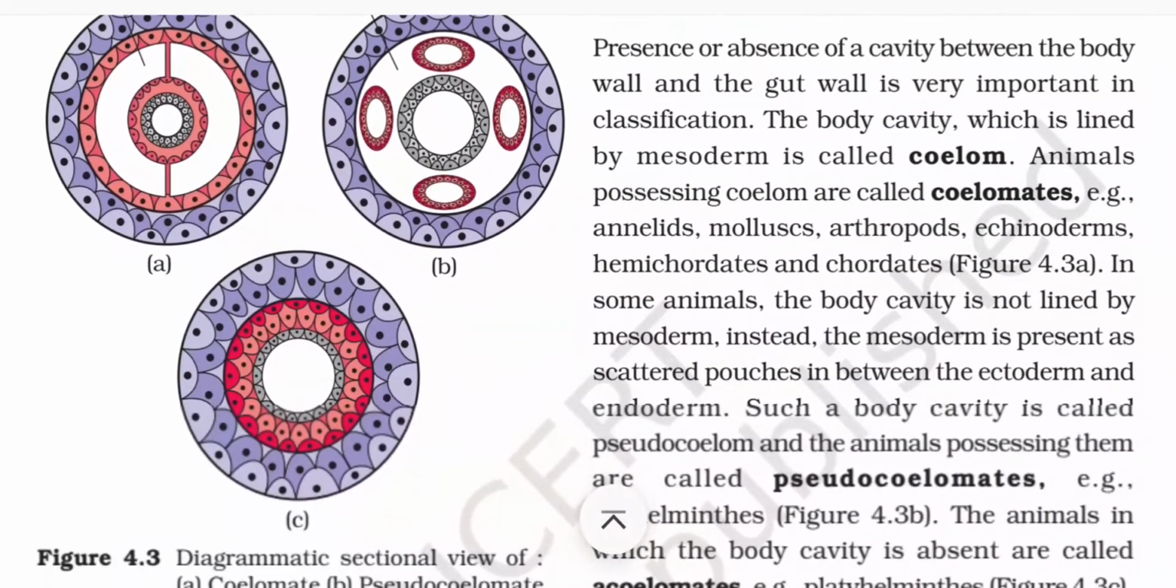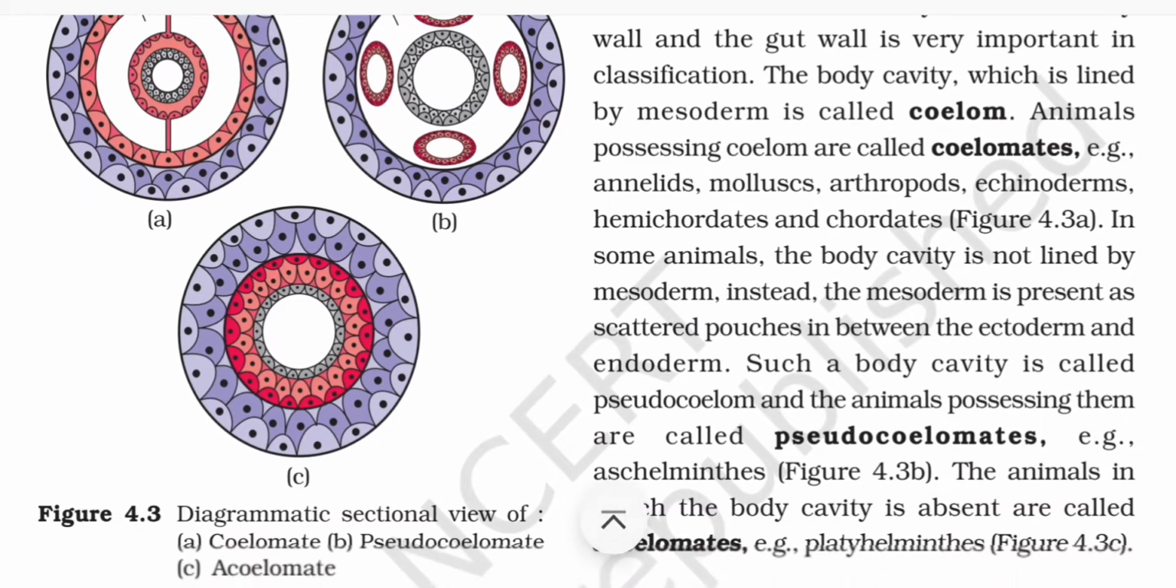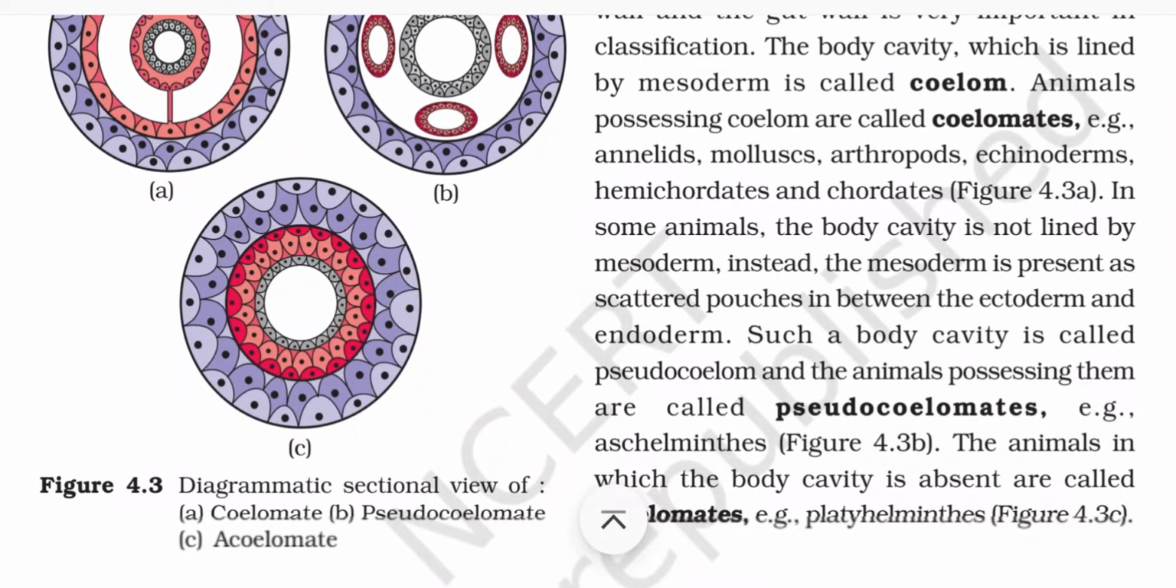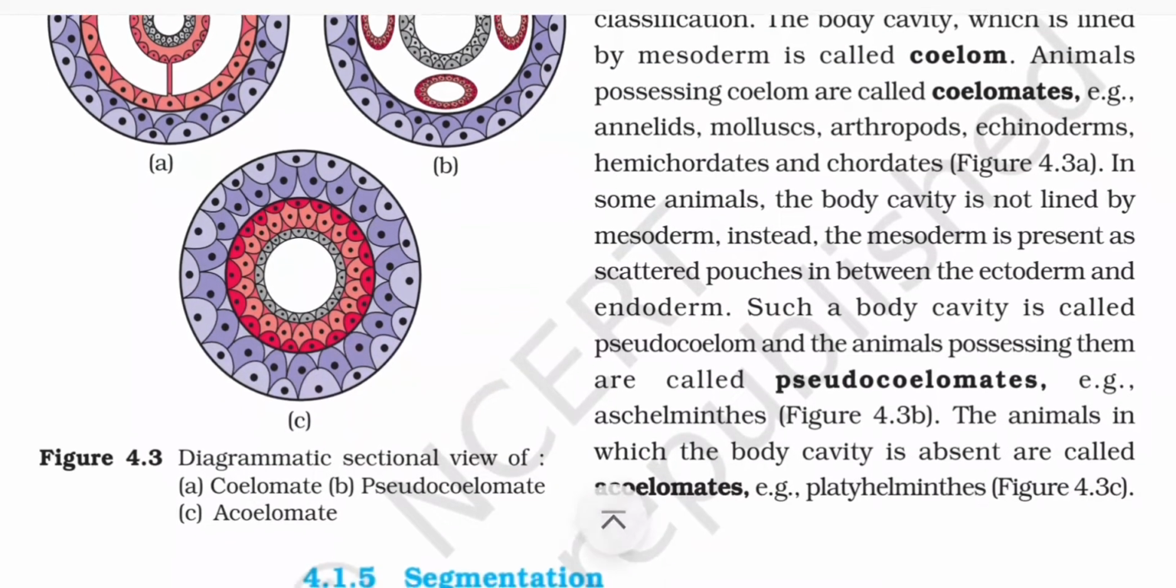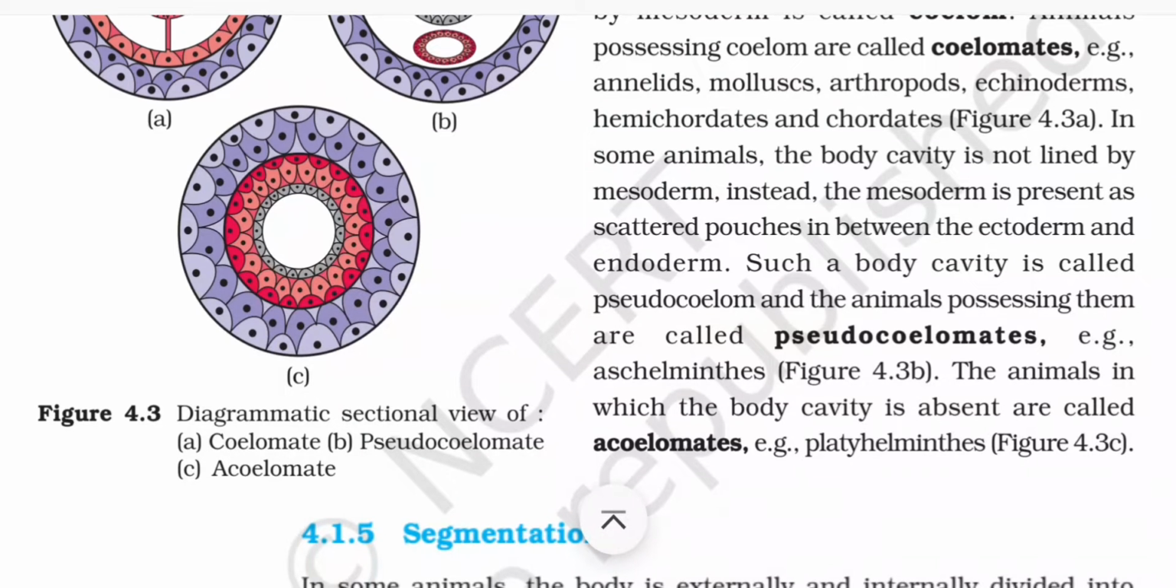4.1.4 Coelom. Presence or absence of a cavity between the body wall and the gut wall is very important in classification. The cavity, which is lined by mesoderm, is called coelom. Animals possessing coeloms are called coelomates. Example, annelids, mollusks, arthropods, echinoderms, hemichordates, and chordates.